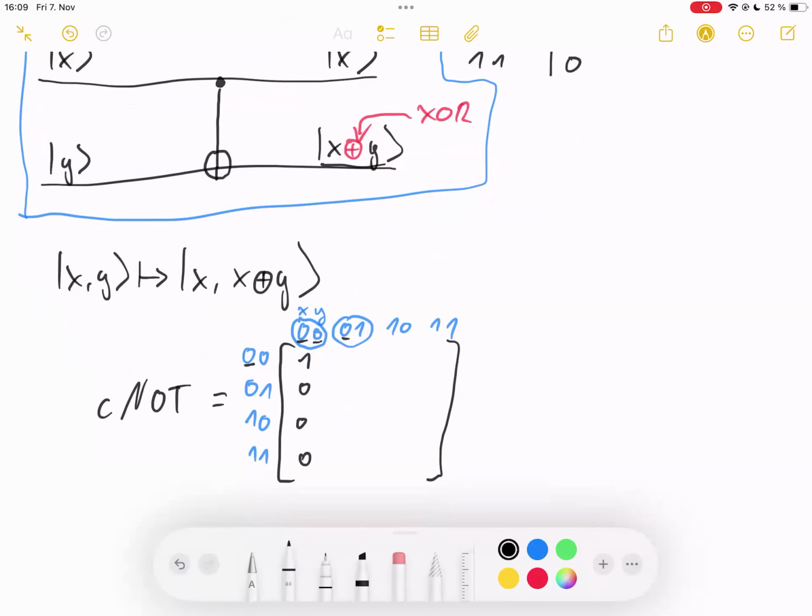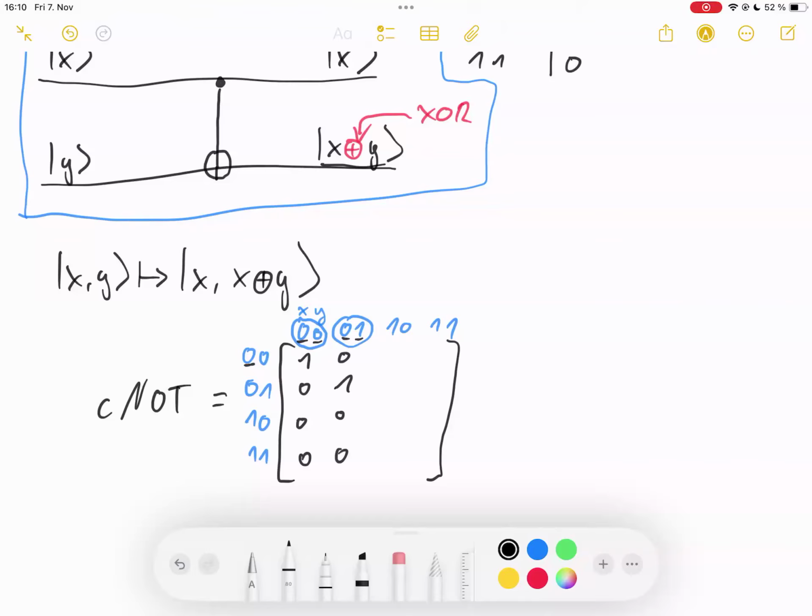This 0 here doesn't change, but the 1 and the 0 XOR is just 1. So also, this doesn't change. 0, 1 gets mapped to 0, 1. So we have the diagonal here, and the other entry is 0.